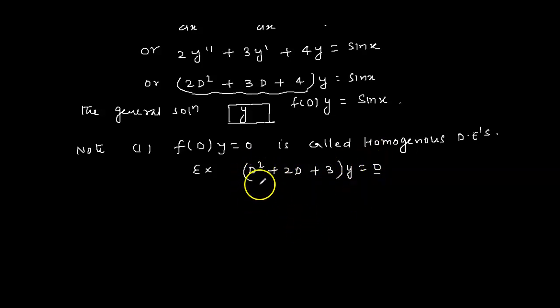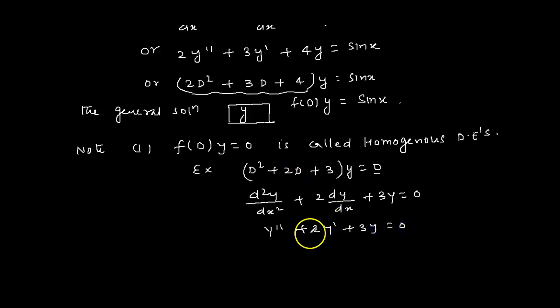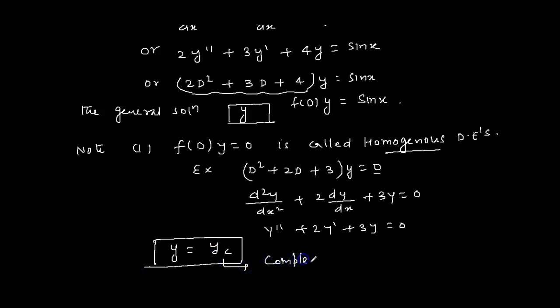And the question may be given in this form also, like 2 into y double dash plus 2 into y dash plus 3 into y equal to 0. All three have the same meaning, so we should not be confused. Whenever the right hand side is 0, it is said to be a homogeneous differential equation. When it is homogeneous, then we have to find y is equal to yc. That yc is called the complementary function. That will be the general solution.